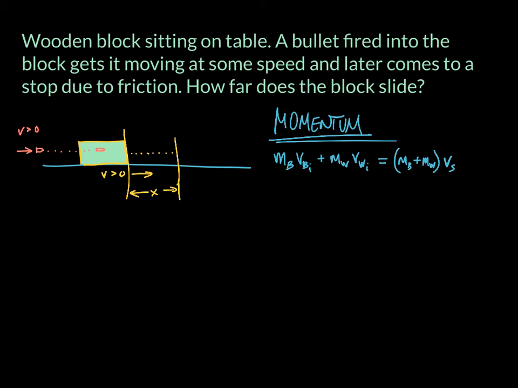Now, initially, that's zero because the block's just sitting there. So that term just drops out. And so if I want to know the speed of the system, we're using V sub S for speed of system, it's pretty easy. I'm just going to divide both sides by the sum of these two masses. And so the speed of the combined system will just be whatever the bullet momentum was initially divided by the combined mass of the bullet and the block.